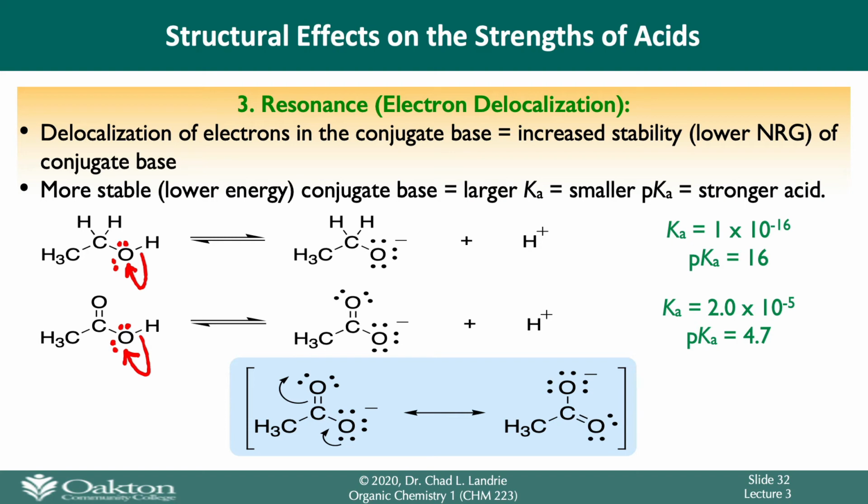And the difference in these 2 conjugate bases is resonance. Both of them have an oxygen with 3 lone pairs and a negative charge, but only in the conjugate base of acetic acid, which we call acetate. Remember, ATE means an oxygen with a negative charge. In acetate, we can draw 1 resonance structure, right?